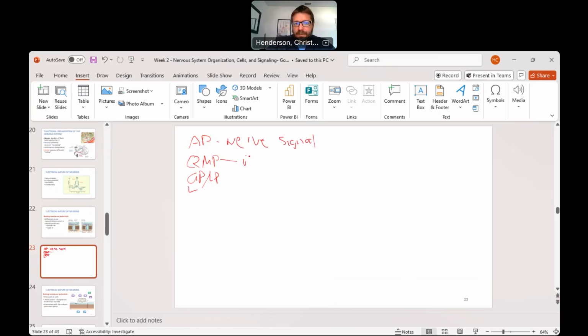The resting membrane potential is just the normal, not firing nerve. It's the state that it's in when it is not firing and it is resting. And then we'll talk about local and graded potentials when we talk about action potentials. So we're talking about nerve signal. And what do we mean by that? So let's give a practical example.